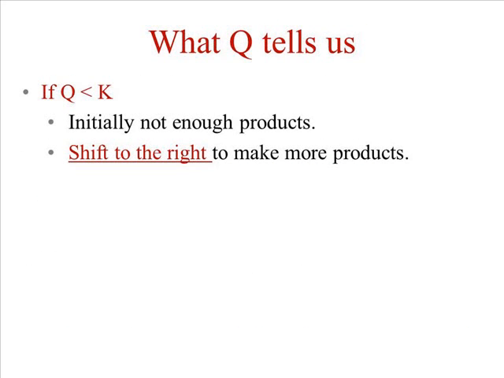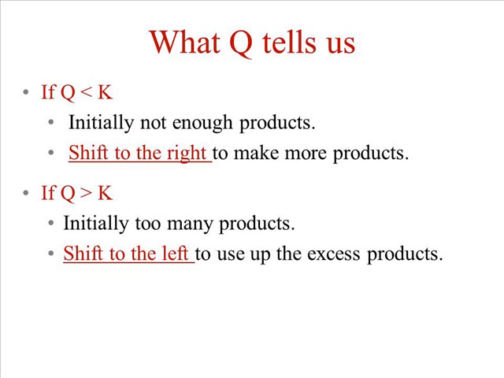So if Q, when you calculate it, ends up being less than K, then that means initially you don't have enough products. So your reaction is going to shift to the right to make more products. Remember, the math for Q and K is the same, products over reactants. So if Q is less than K, you don't have enough products, you're going to shift to the right to make more products and establish equilibrium.